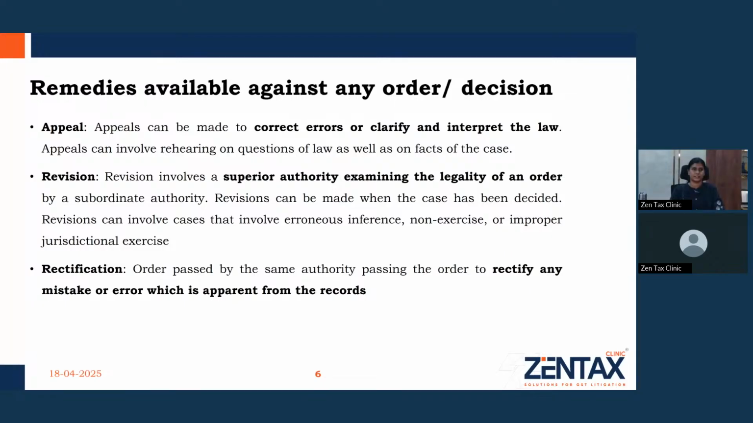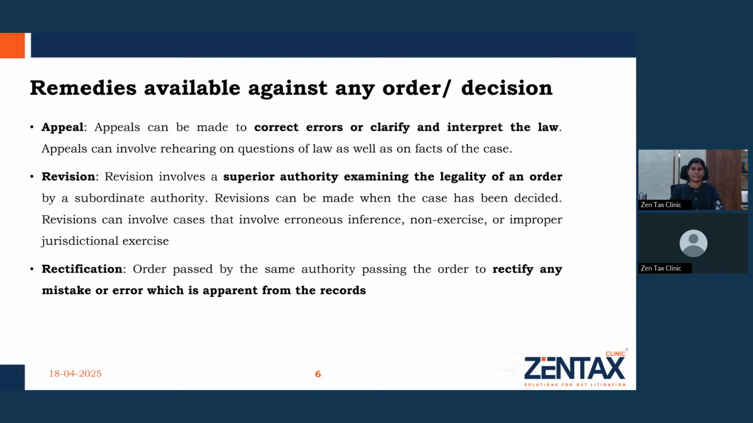The next remedy available is the revision. Revision involves a superior authority examining the legality of an order by a subordinate authority. That is, the revision will be done by the superior authority. He will examine the legality of the order passed by his subordinate authority. Revision can be made when the case has already been decided. Revision can involve cases like erroneous inference or non-exercise or improper exercise of jurisdiction.